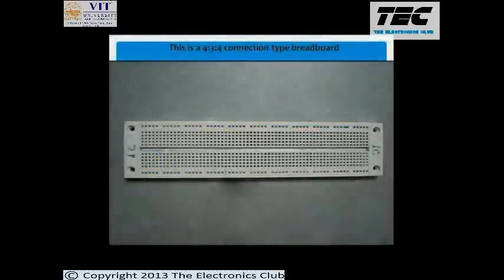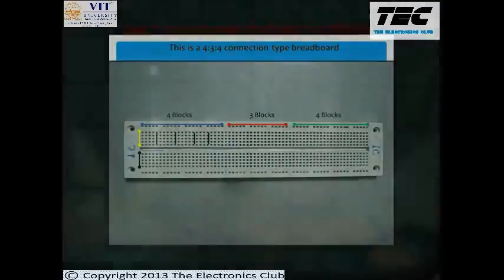The breadboard we see here is a 4:3:4 connection type breadboard. The slots marked are in series with each other. The first 4 blocks are in series, then the next 3 blocks, and then the last 4 blocks. The vertical yellow lines marked are also in series with each other. Similar connections are present on the lower part of the breadboard.